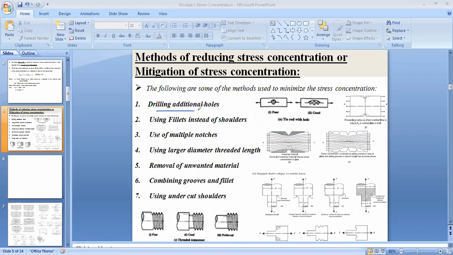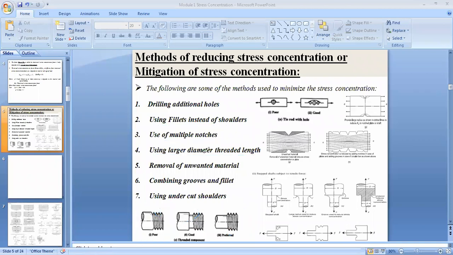First one, drilling additional holes. Second one is using fillets instead of shoulders. Third one, use of multiple notches. Fourth one is using a large diameter of threaded length. As you know with bolts, this is the major diameter and this is the minor diameter. See, the stress will be concentrated at the minor diameter. Instead of that, we use a stepped one, or else we use the larger diameter in the threaded length. This is the good and preferred one.